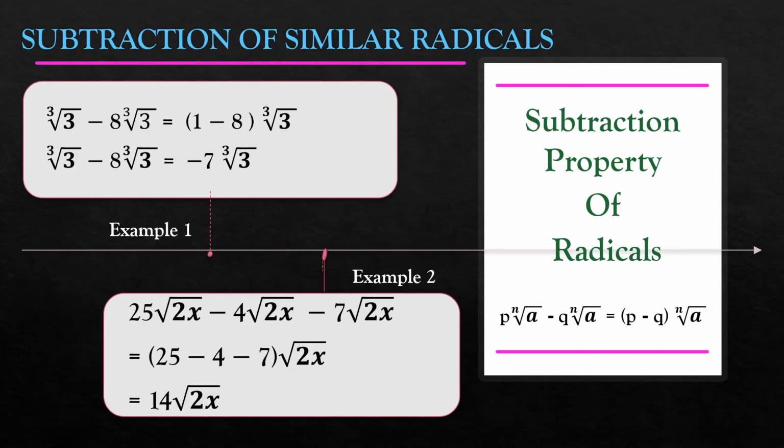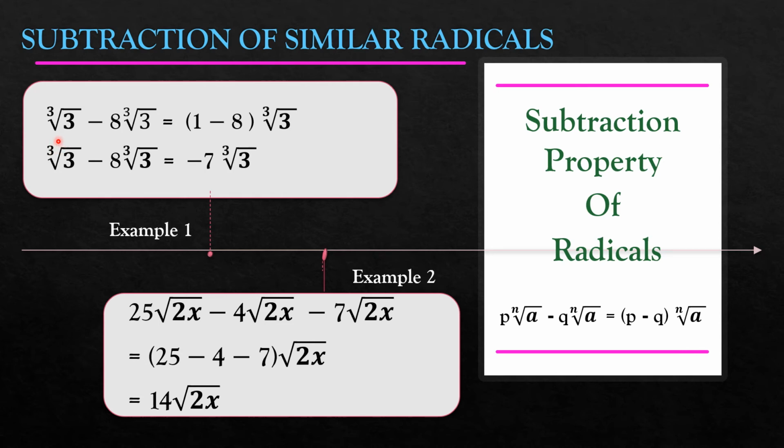Subtraction of similar radicals. In subtracting similar radicals, we apply the subtraction property of radicals. So as you can see here, p n root of a minus q n root of a is equal to, we just simply subtract the coefficients, p and q. So we have p minus q, and then copy the common radical, which is n root of a.